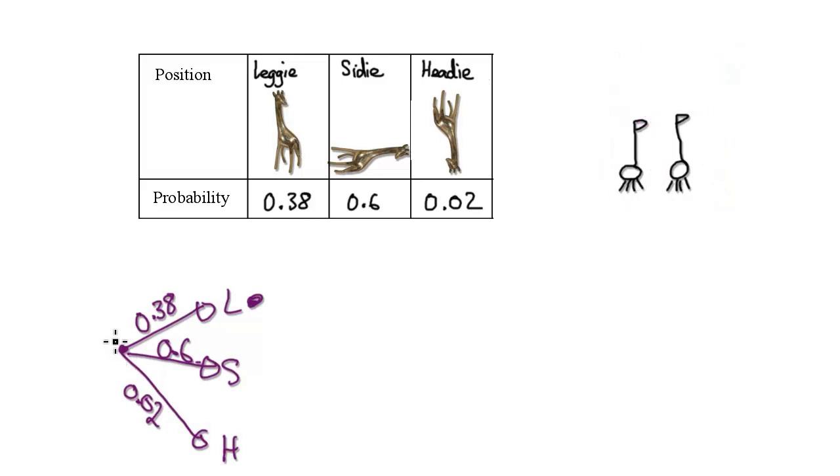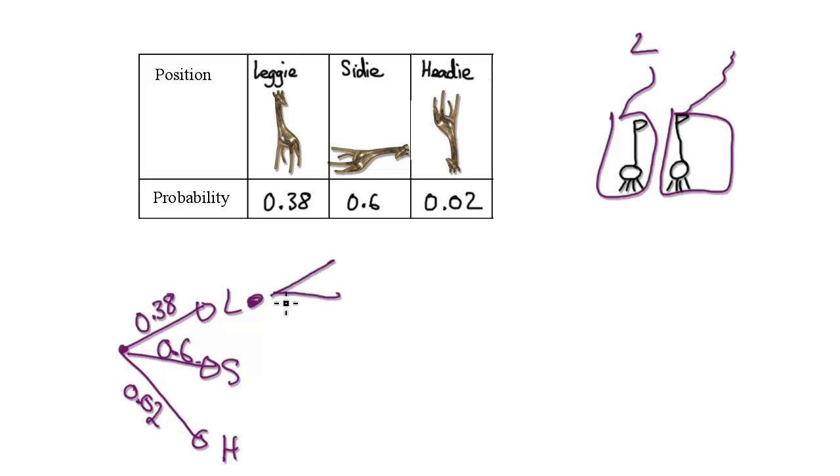So you are currently here. You roll your first die. So you've got to ask yourself, what could happen? Well, you could land on a leggy, sidey, or a heady. So let's just suppose we landed on a leggy. So we've gone down this route. So we are now here. Now on your second die, you've got to ask yourself, what could happen? Well, on the second die, you could land on a leggy, a sidey, or a heady.